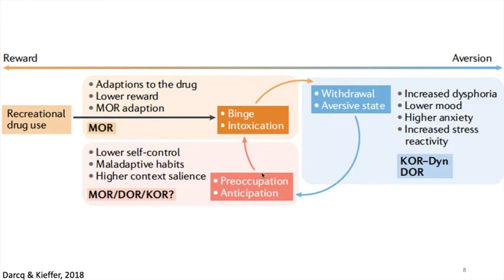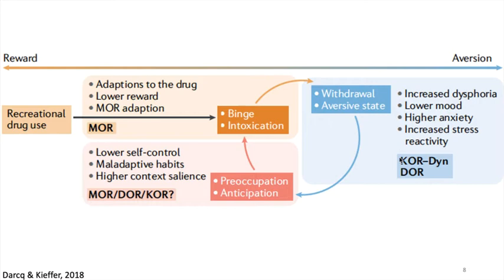So the interesting thing about the interactions here is that it's thought that the mu opioid receptor drives the recreational drug use. This is what makes you feel euphoric, so you binge and you become intoxicated. Okay?